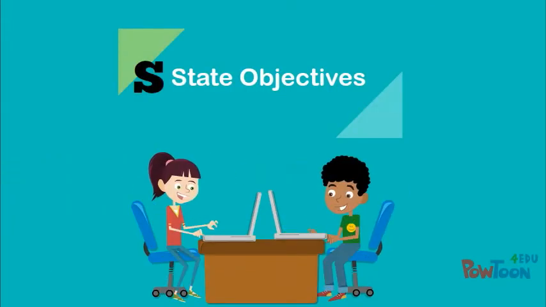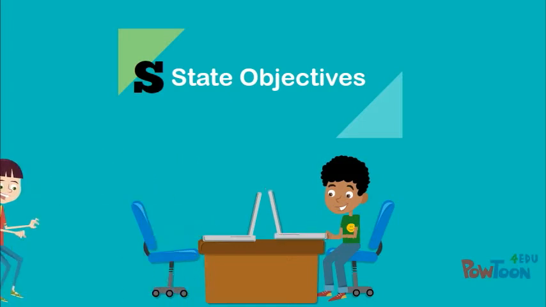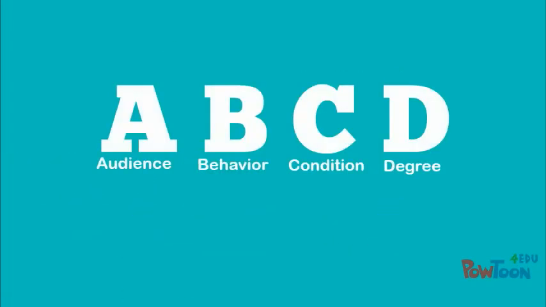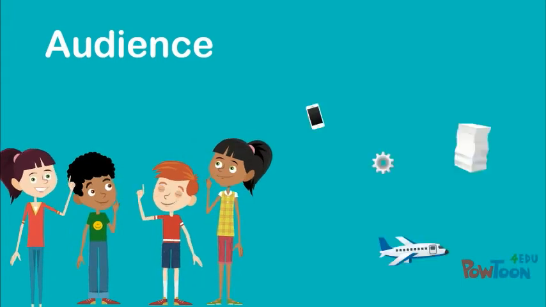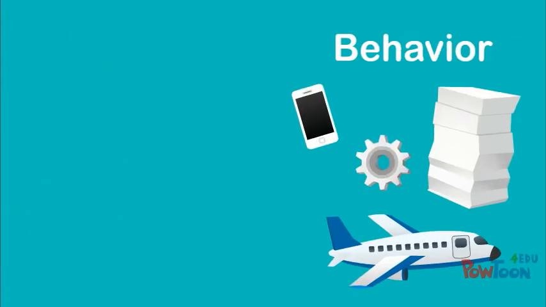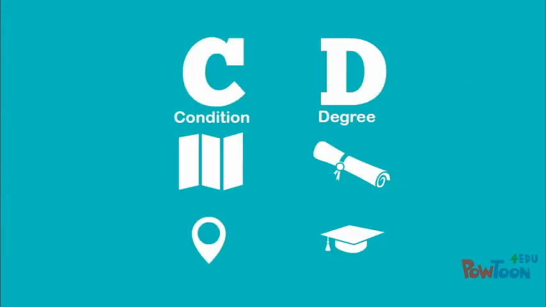Objectives are stated to explain what the learner will do as a result of the instruction. Consider using the ABCDs. For audience, begin with the intended audience. For behavior, explain the behavior that will be demonstrated as a result of your instruction. The C and D of the ABCDs are as follows.